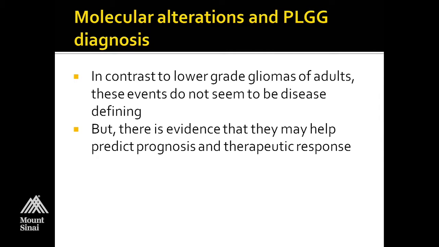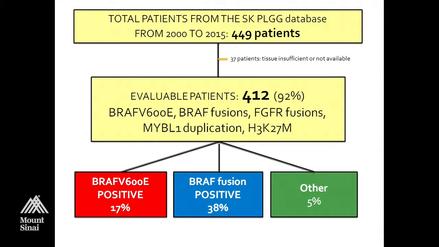So I think what's important about the molecular alterations in pediatric low-grade glioma, and Ari alluded to this a little bit, is distinguishing between what are diagnostic markers and what are really prognostic or predictive markers. In contrast to the lower-grade gliomas of adults, these molecular alterations in pediatrics do not seem to be disease-defining. In other words, they're not diagnostic of a particular disease, and you can see them across a number of different morphologies. But there is evidence that they may help predict the prognosis as well as the therapeutic response. And I'll just show you our data for that.